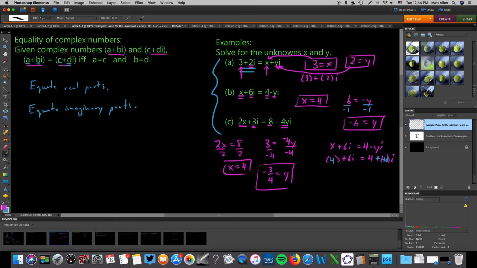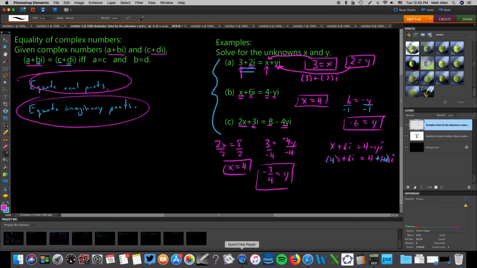And if we were to plug these both back in for x and y respectively, we would get two equal complex numbers. So for the sake of equality of complex numbers, we want to know that just the real parts have to be equal to each other and the imaginary parts have to be equal to each other if these two numbers are equal.